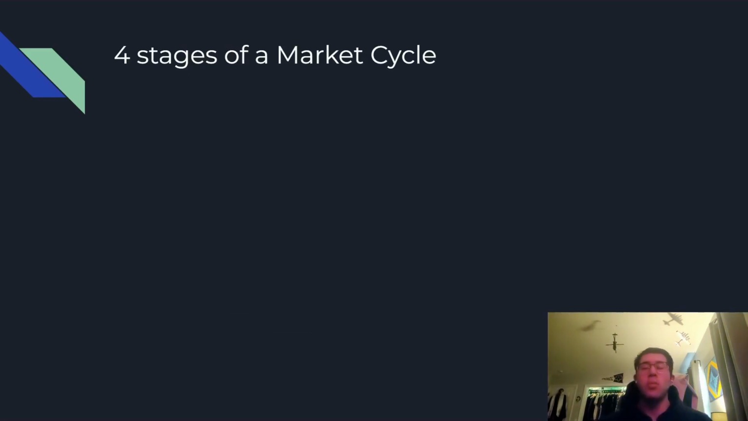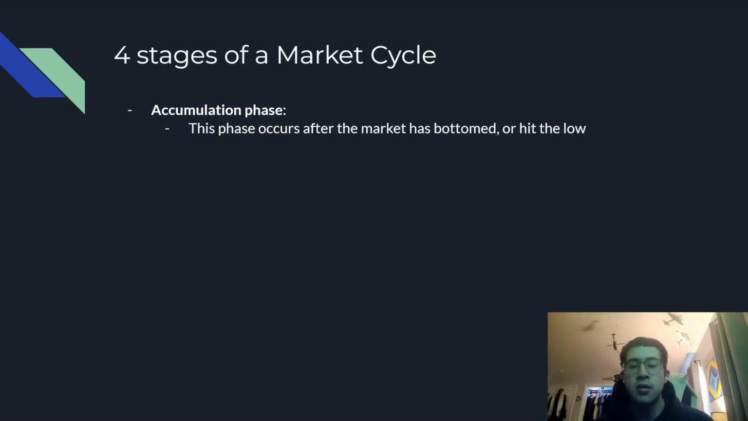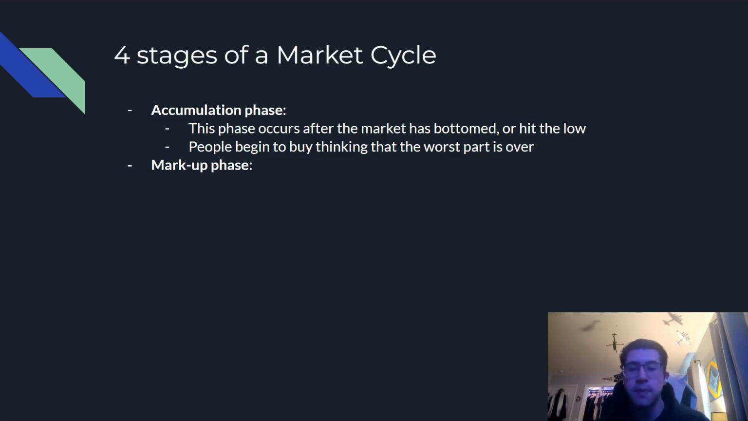Now, there are four important stages of a market cycle. We have first the accumulation phase. This is the phase that occurs after the market has bottomed out or hit the lowest point. And people begin to buy, thinking that the lowest point has been hit and it's only going to go up from here. The next phase is the markup phase, right?